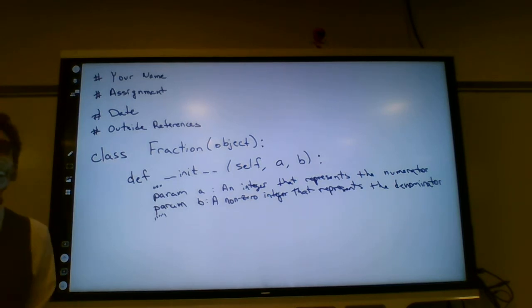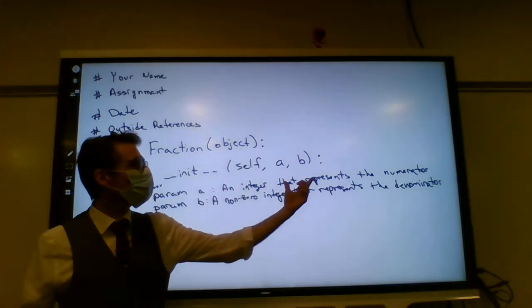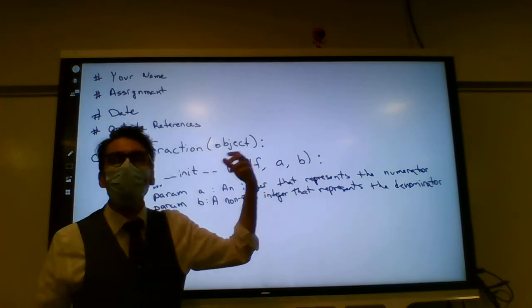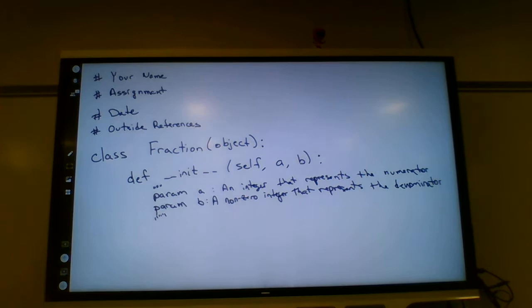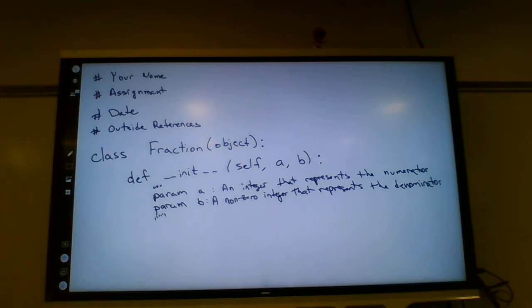The purpose of the doc string is to say, here's what's coming in, here's what it's doing, here's what's coming out, right? All right, so we want to be able to create a fraction, but when we initialize or construct this thing, we want to make sure that it follows these rules, that the A and the B that we have given really are integers, or non-zero integers. So we need to check these things, right?